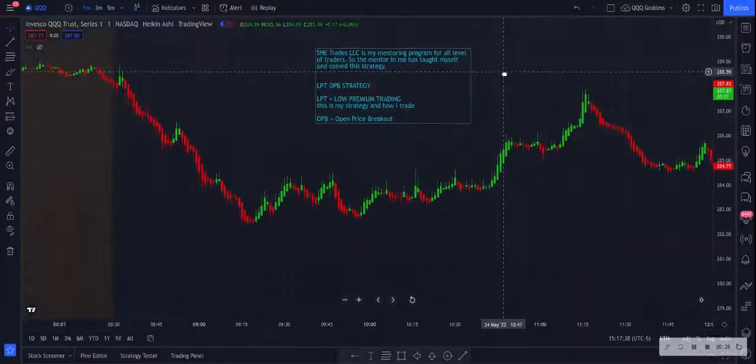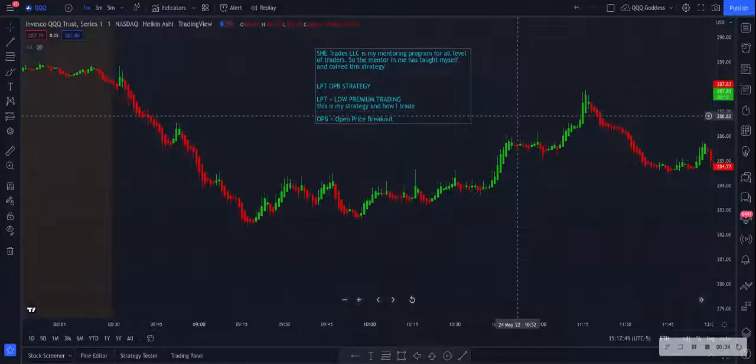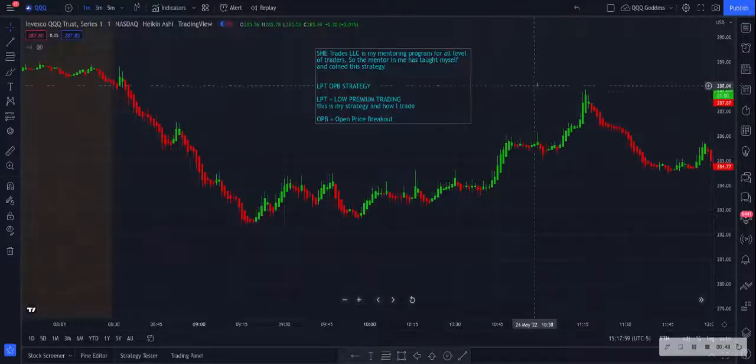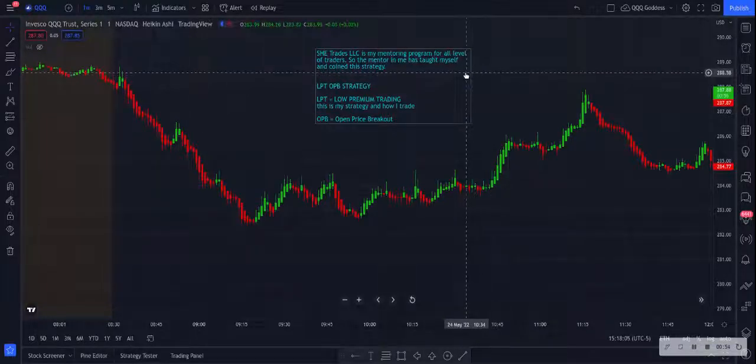This is a strategy that I have coined myself after so many mentors trying to teach you a strategy and it doesn't work. You have to figure out what works for you. So I hope this strategy kind of helps you trade the open. It's called the OPB strategy, and LPT is low premium trading. That's how I trade. That's what I trade. I don't buy contracts over 50 cents.